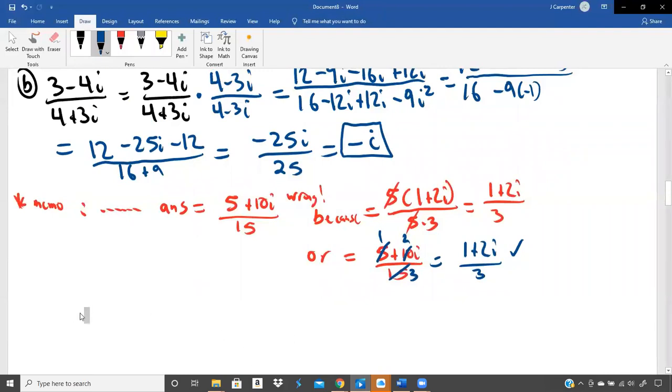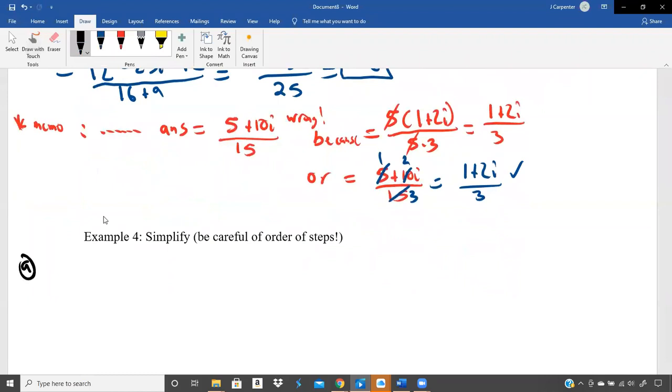All right, last pair of examples. Example 4, simplify. And be careful of the order of steps. You will have no reason to know why the order is this order, but it's kind of a PEMDAS thing. So 3 times the square root of negative 5, all of that in parentheses, times, in parentheses, 4 square root of negative 3.